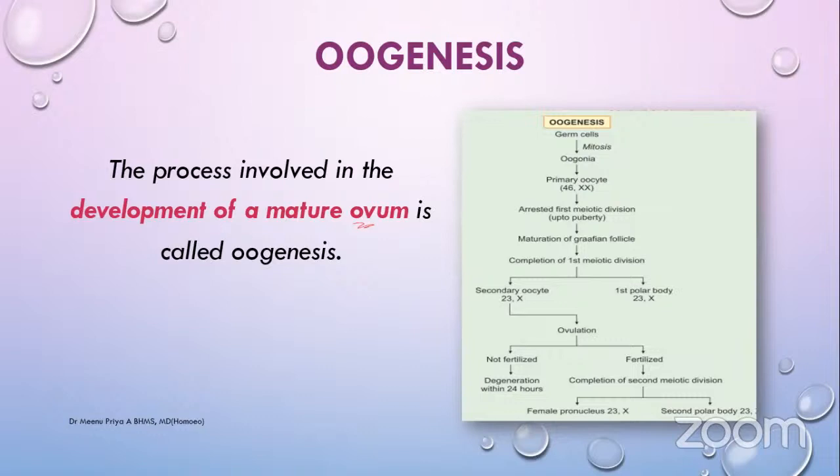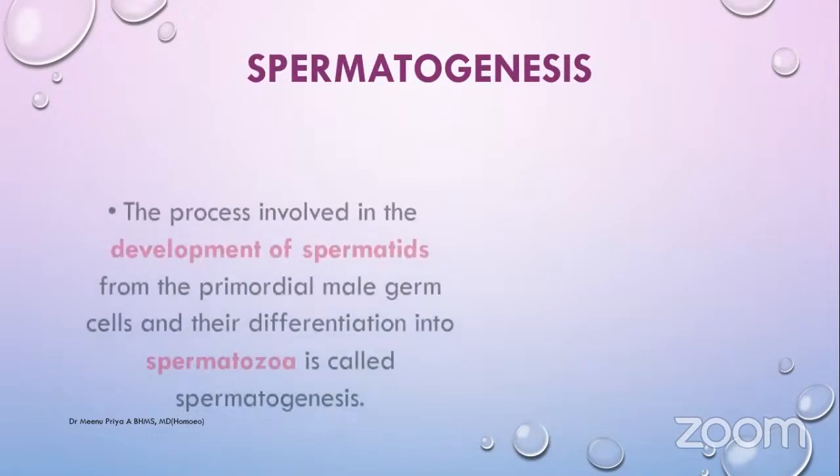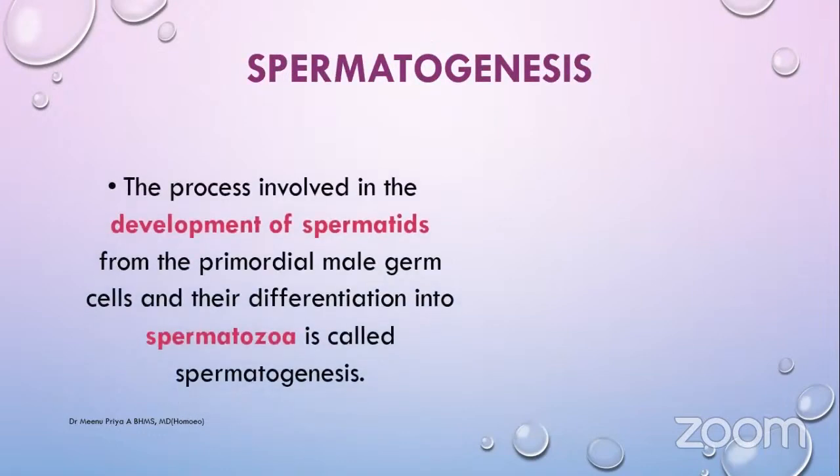So after fertilization, what happens? Female pronucleus is formed and a second polar body is formed. So this you should remember. These are the questions which are frequently asked in the process of oogenesis. So next, coming to spermatogenesis.